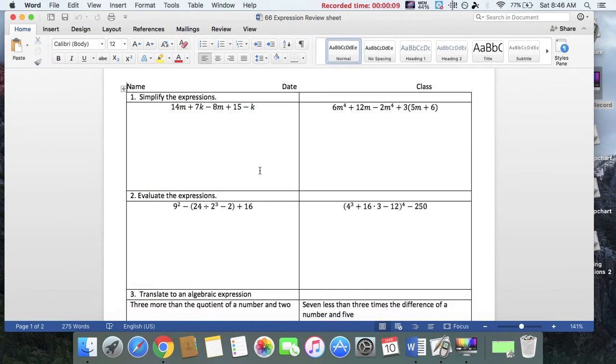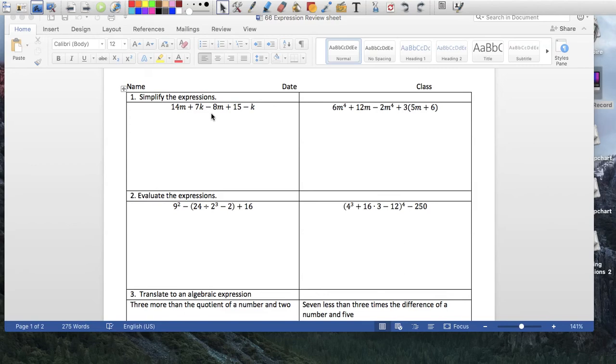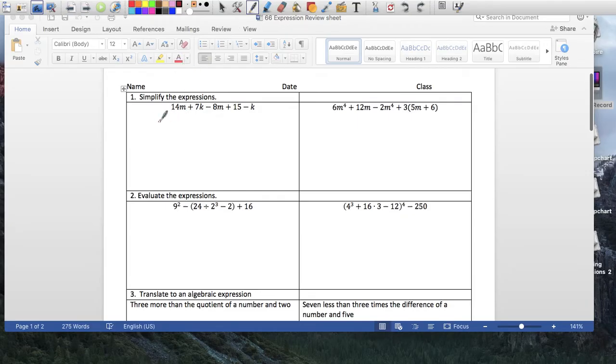So, simplify the expressions. I gotta write this. Okay, here we go. You want to put the like terms together, and I highly suggest you do this. So let's have the m's come together, and the k's, and then we have a constant here at the end. And make sure you put the sign preceding it that comes before it together.